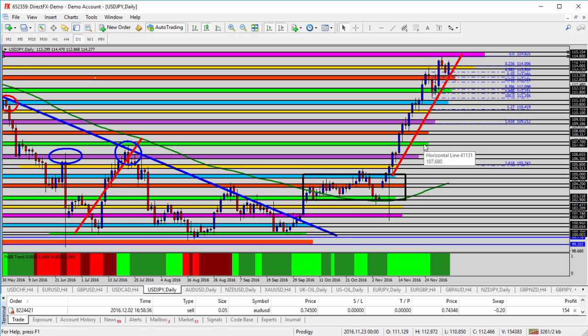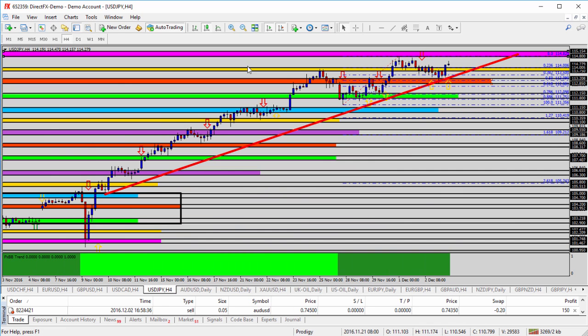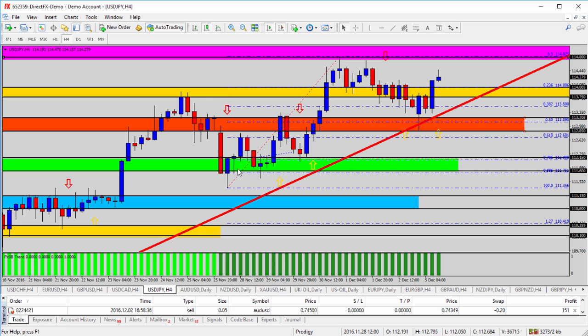Take it over here to the USD JPY. It's been in an uptrend. It's still in an uptrend. I don't think anybody's going to change their mind about that anytime soon. So we want to focus our efforts in that direction. Take it down to the 4-hour time frame. Let me zoom in one time here. We can see what's been happening.